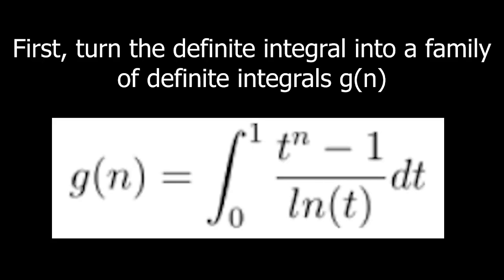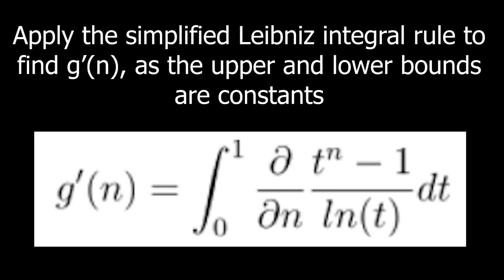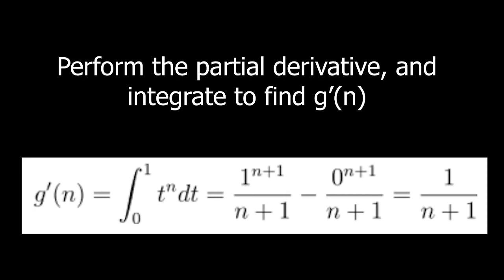We'll first turn this specific integral into a family of integrals G(n), with n equals 5 as a specific integral. We can then apply the Leibniz integral rule to it to find G(n) and get a partial derivative of t to the power of n minus 1 over ln t, which should give us t to the power of n.